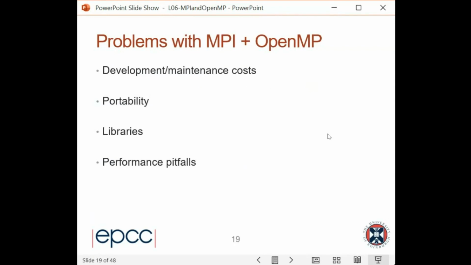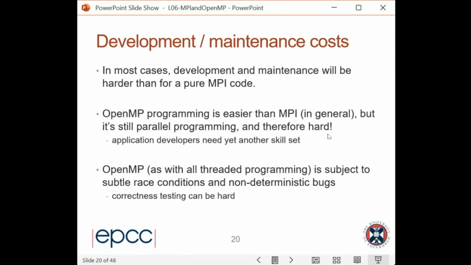Having done that, I did want to sort of put you off a bit, and talk about the problems with MPI+OpenMP. These fall into four categories: development and maintenance costs, portability, libraries, and performance pitfalls. The one which I think is the biggest issue is development and maintenance costs. In most cases, developing and maintaining hybrid code will be harder than a pure MPI code.